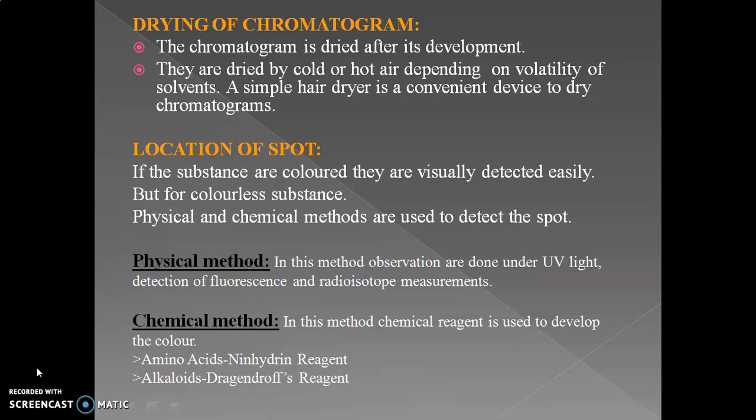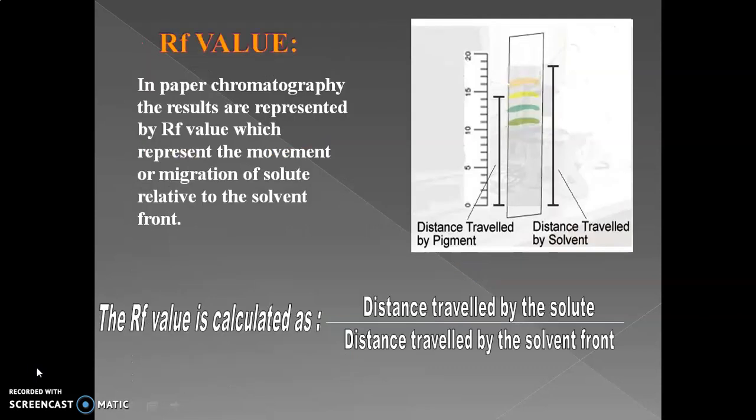Then location of spots. How do we obtain the spot if it is not visible? If the substances are colored, they are detected visually and easily, but for colorless substances, physical and chemical methods are used to detect the spots. In physical methods, observation is done under UV light, detection of fluorescence and radioisotope measurement. In chemical methods, a chemical reagent is used to develop the color. For example, for detection of amino acids, ninhydrin reagent can be used. For detection of alkaloids, Dragendorff's reagent is used.